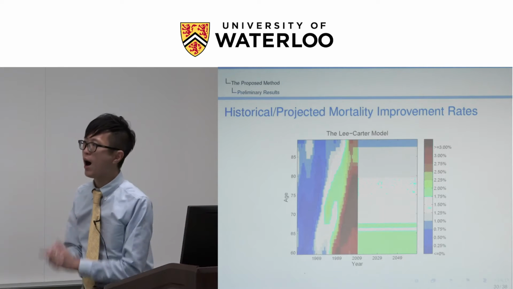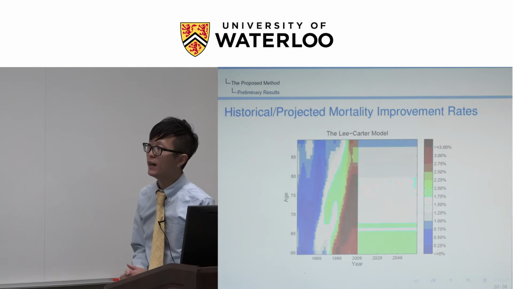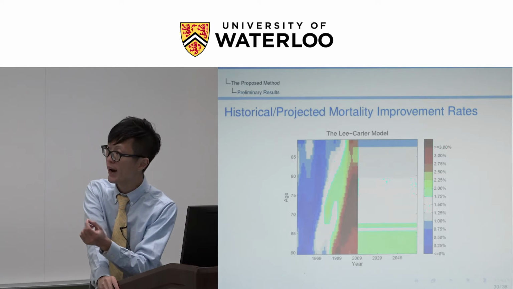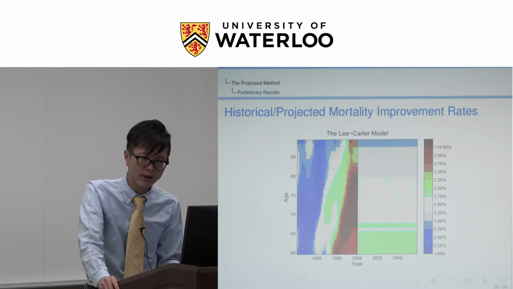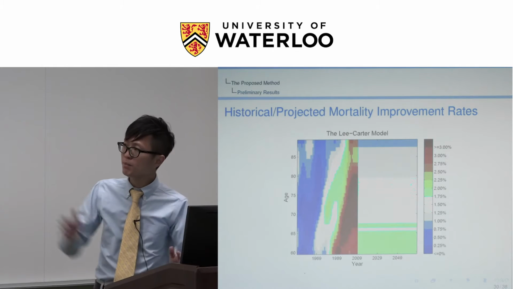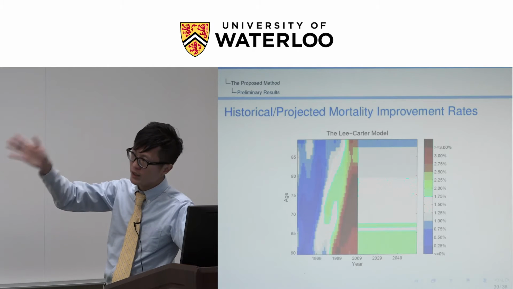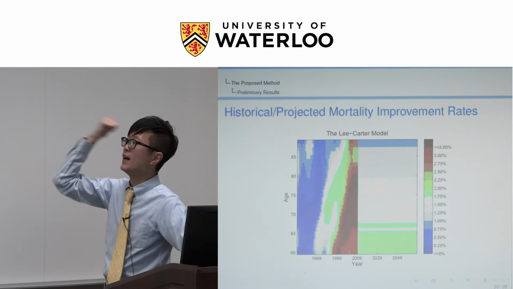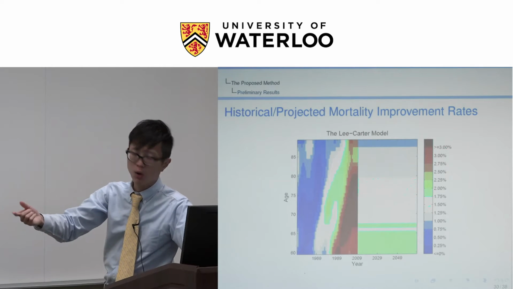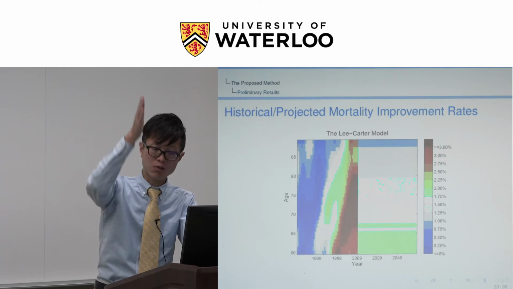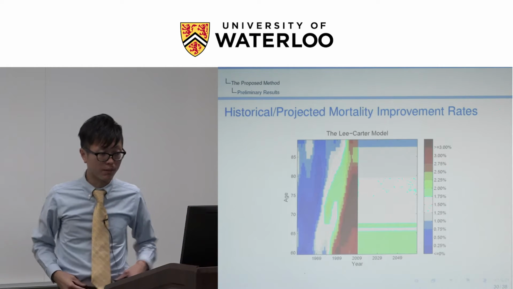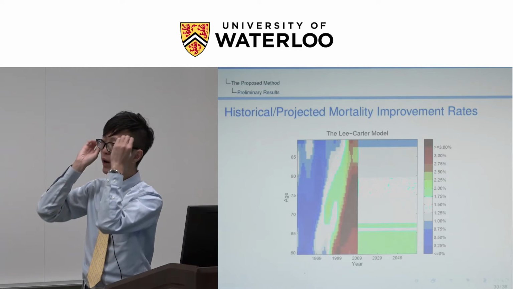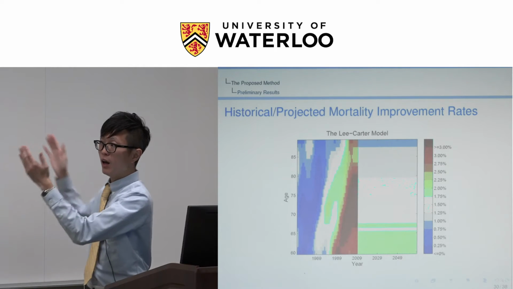All right, so I am showing once again the projected mortality improvement rates generated from the original Lee-Carter model. And as I mentioned previously, this is not an ideal projection because it does not capture any cohort effect. It's only one-dimensional with variation only across age but not across time. It does not give a natural extension of what we have experienced in the past to the future.